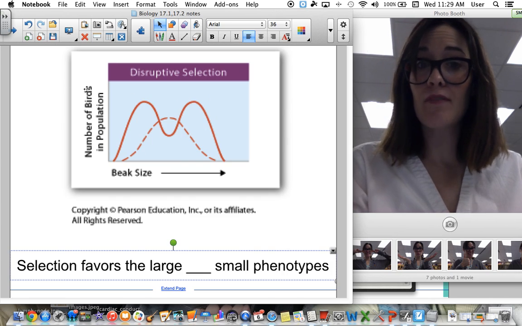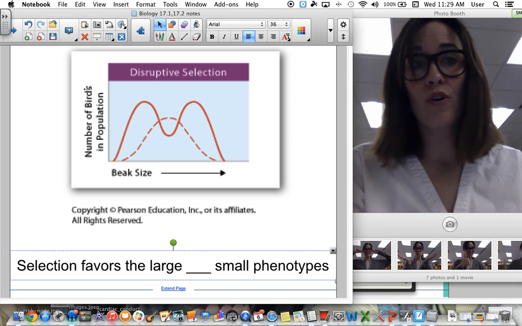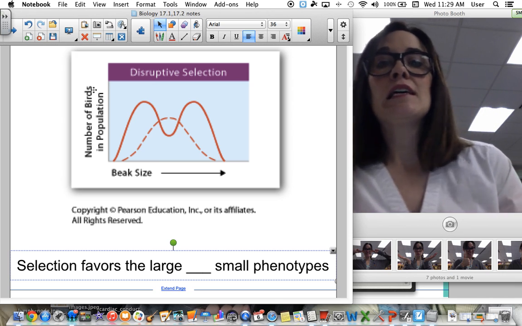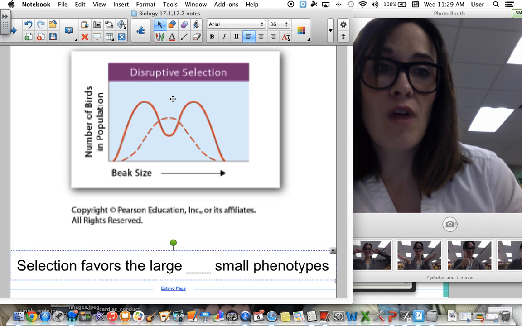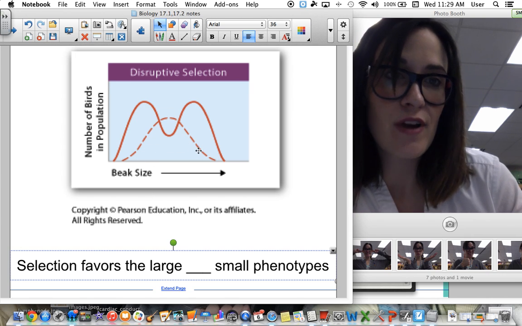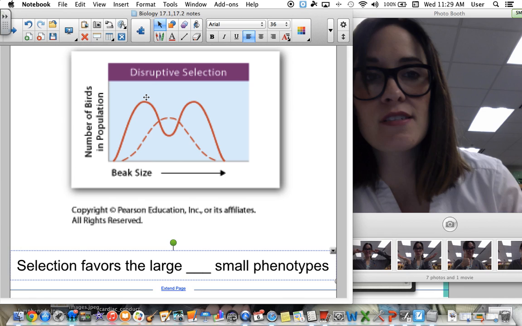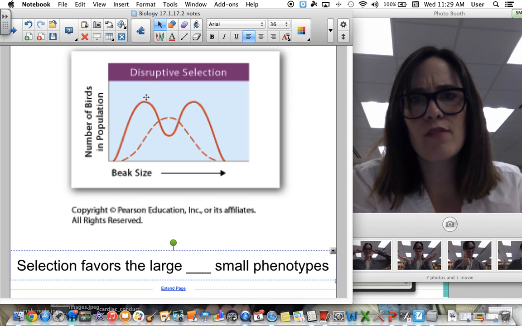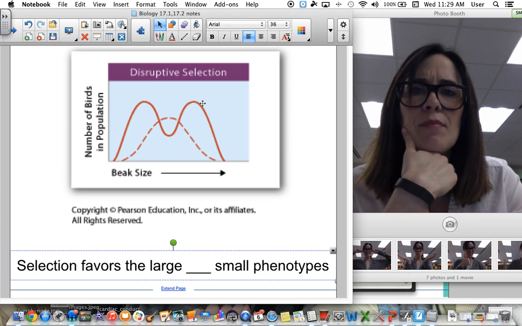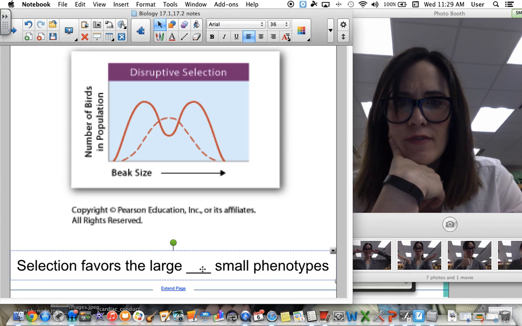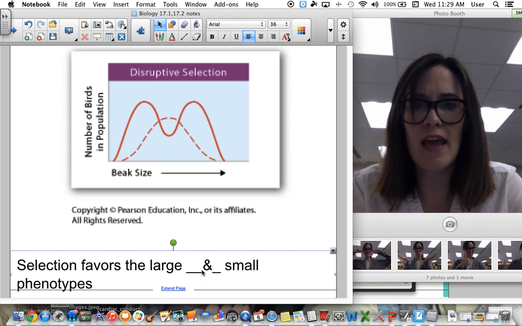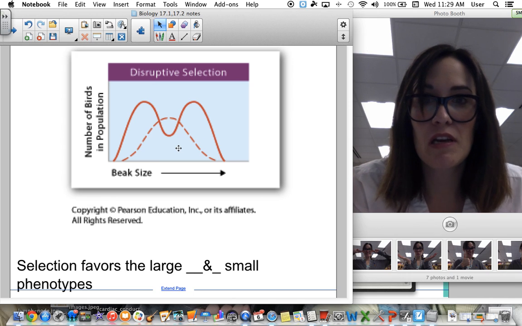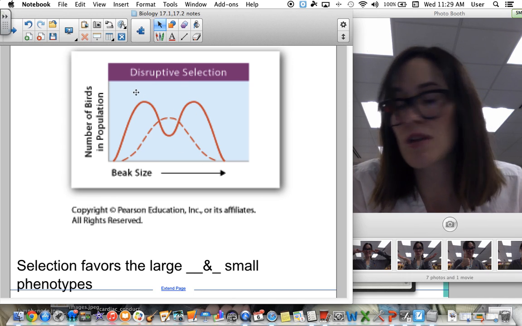The third type of selection for polygenic traits is called disruptive. Here we can see the shape of the original graph and then the new graph in the solid line. And this graph is doing some crazy things, okay? We can see it getting bigger on the top end and the bottom end. So selection favors actually the large and the small phenotypes, not the intermediate. So it creates that M-shaped graph.